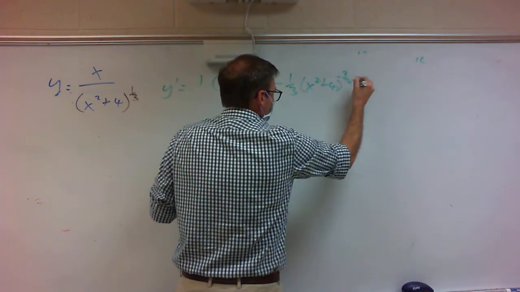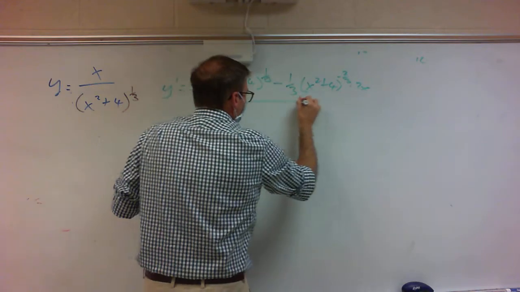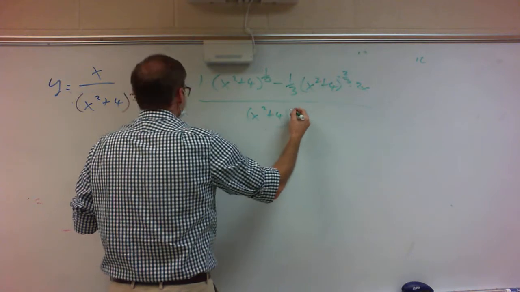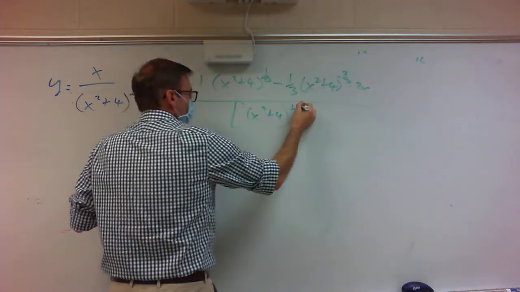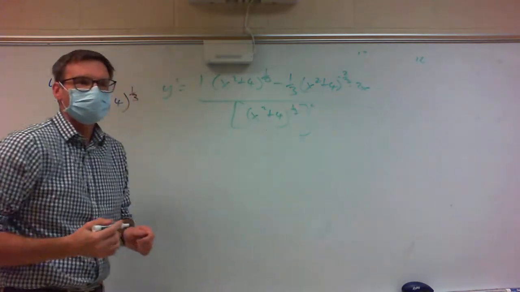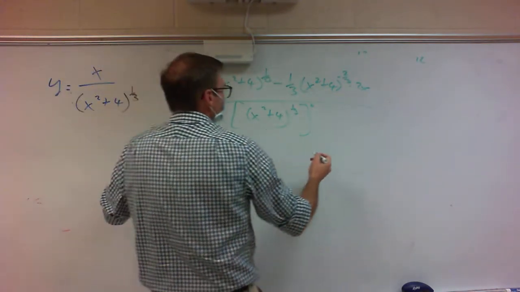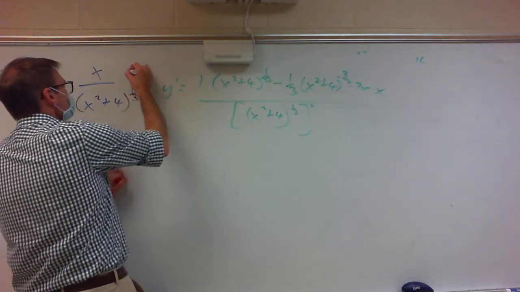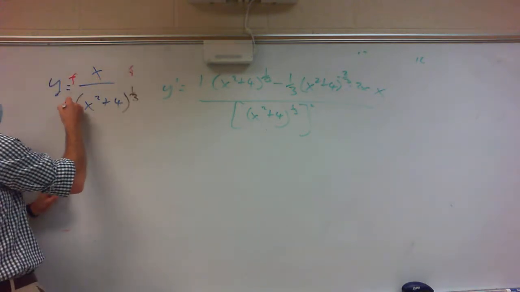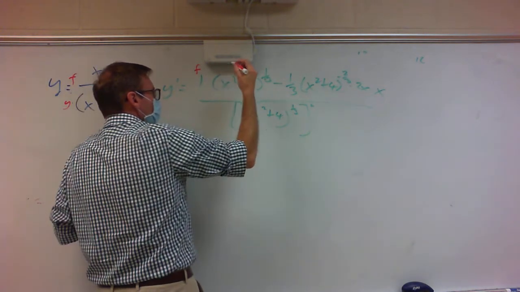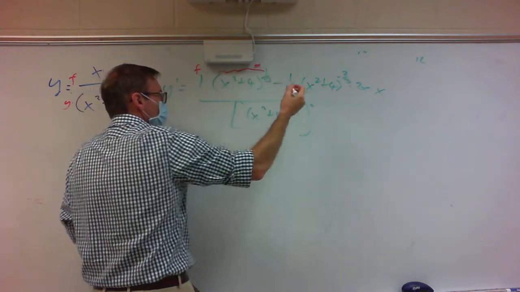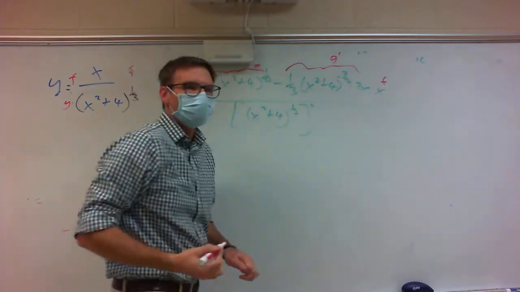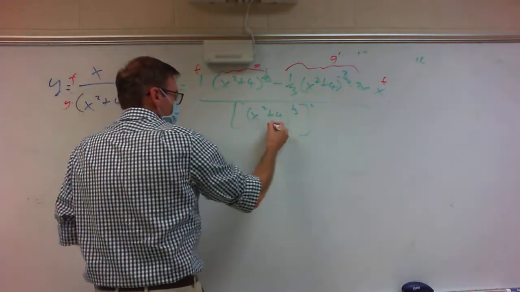I get a negative 2/3 times 2x, all over the bottom squared, which is x squared plus 4 to the 1/3, all of that squared. So whoops, times x. So if the top is f and the bottom is g, this is f prime, this whole thing is g, and then this whole thing is g prime, and that's f. And of course, that's going to be g squared.